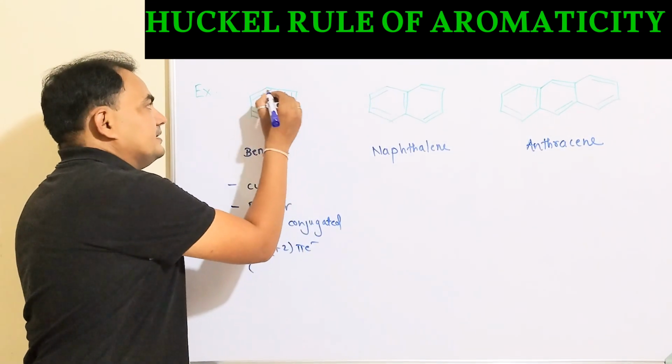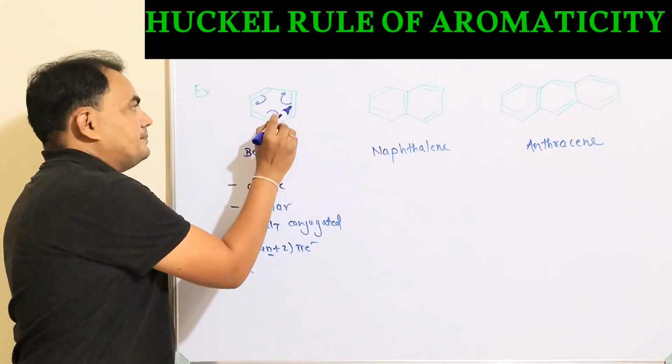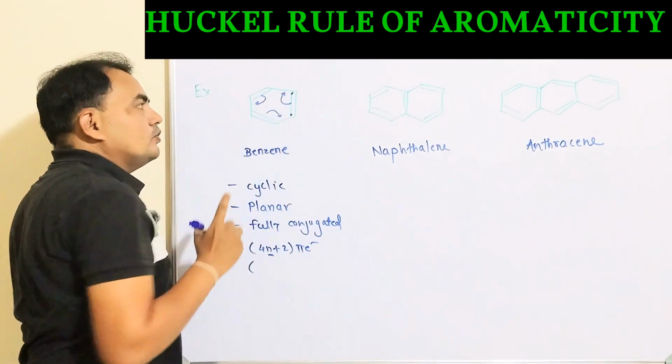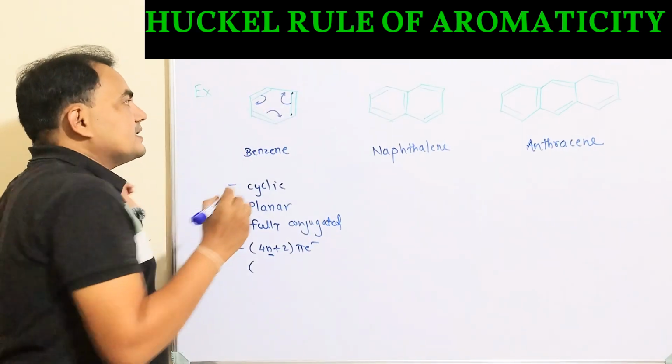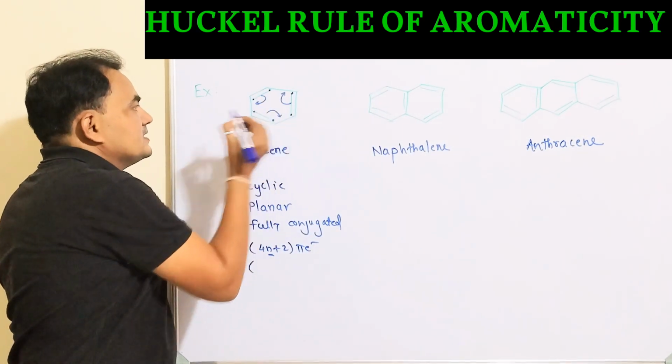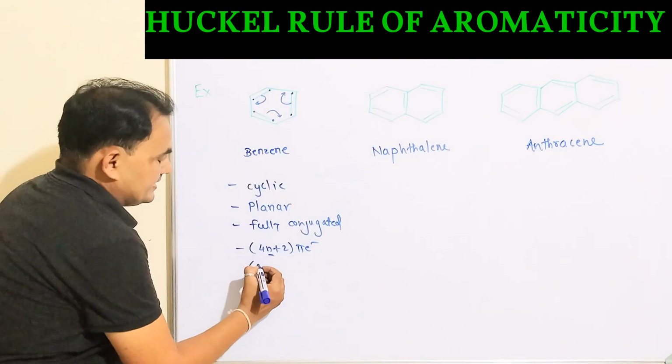Here we know that there are 3 pi bonds. 3 pi bonds means 6 pi electrons. How 6 pi electrons? As we know, to form 1 pi bond, 2 electrons are needed. So here 2 plus 2 is 4, plus 2 is 6. So 6 pi electrons are there.